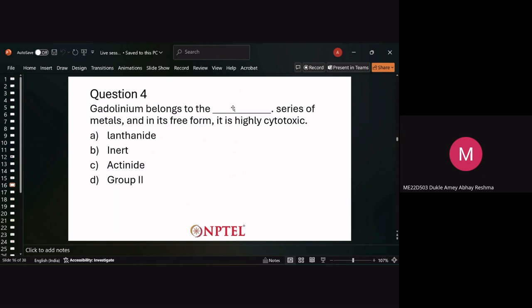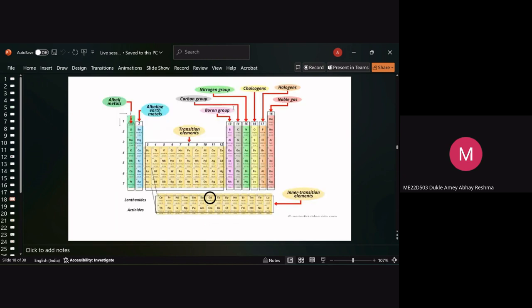Gadolinium belongs to dash series of the metals, and in its free form is highly cytotoxic: lanthanide, inert, actinide, group 2. The answer is lanthanide. This is the periodic table. Group 1 is the alkali metals, group 2 is the alkaline earth metals, then group 3 is the boron group, group 4 is the carbon group, group 5 is the nitrogen group, group 6 is chalcogens, which is the oxygen group, group 7 is halogens, and group 8 is the noble gases.